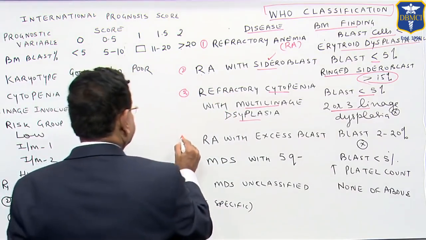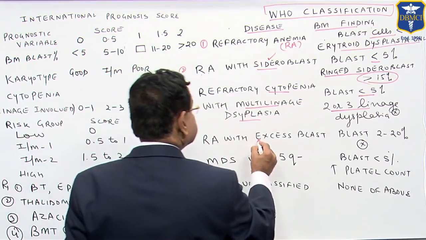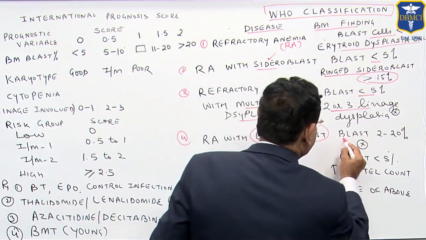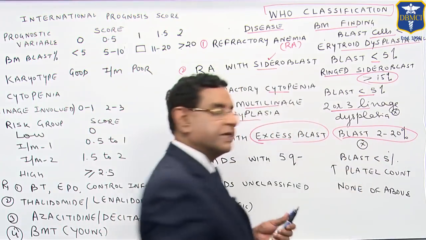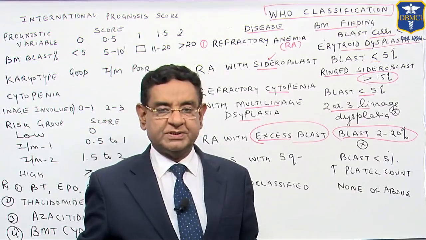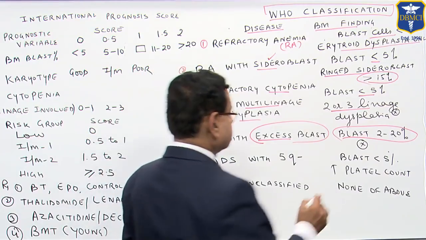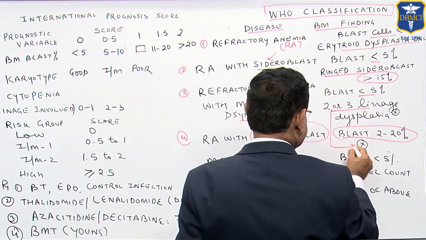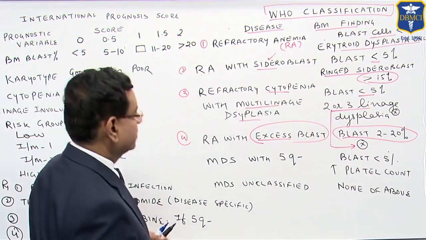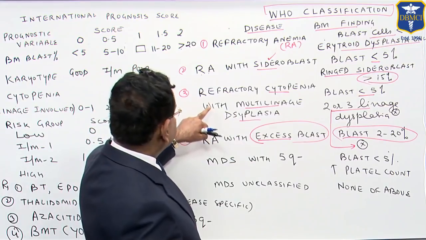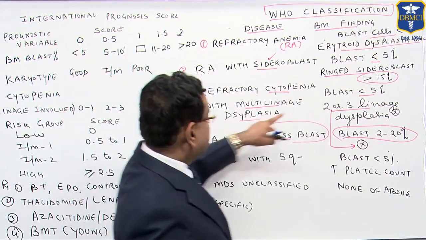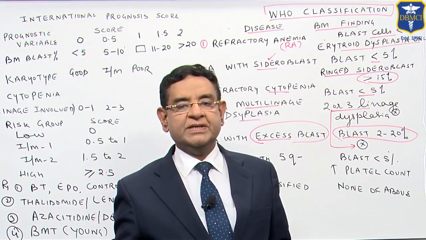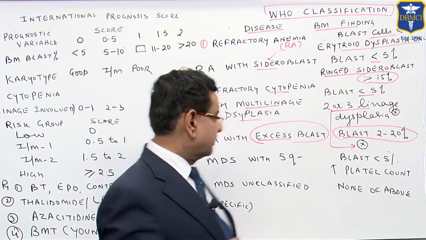Then refractory anemia with excess blasts. Here the blasts are 2 to 20%, usually more than 5%. And of course there is 2 to 3 lineage dysplasia also there, additional features. So the difference between this and this is that blast cells are less than 5% there, but here blast cells are usually more than 5%, it may be as high as 20%.